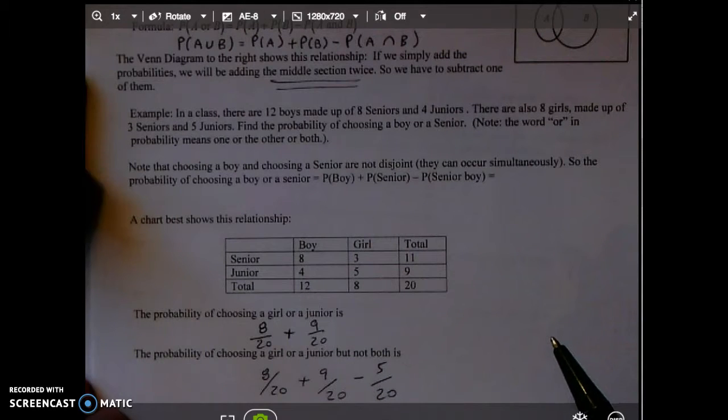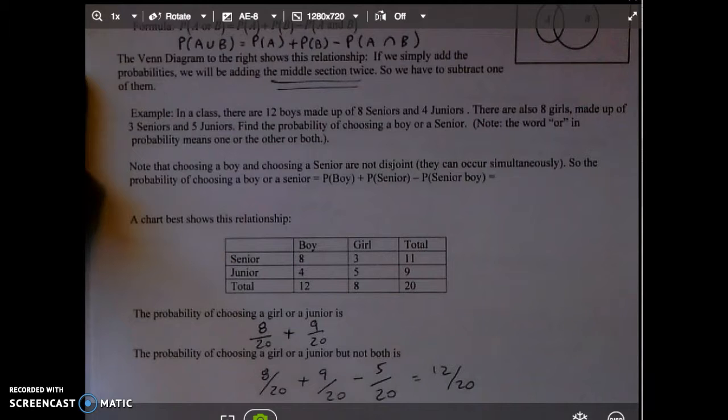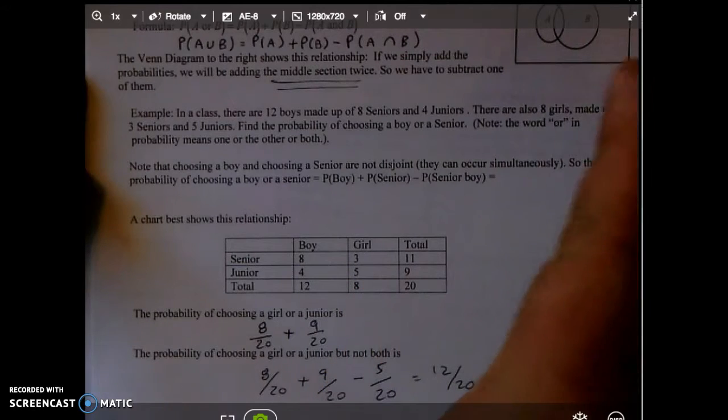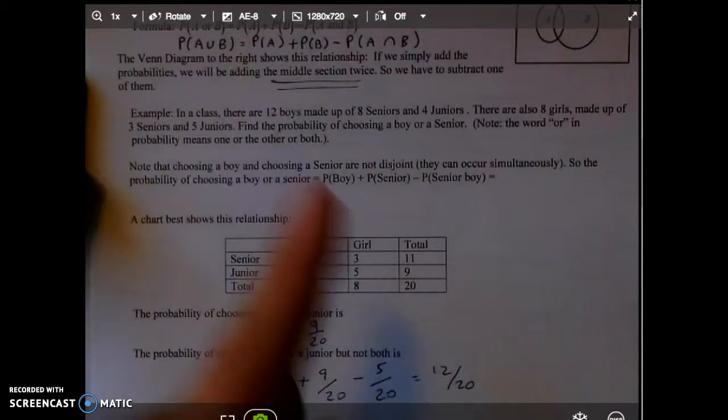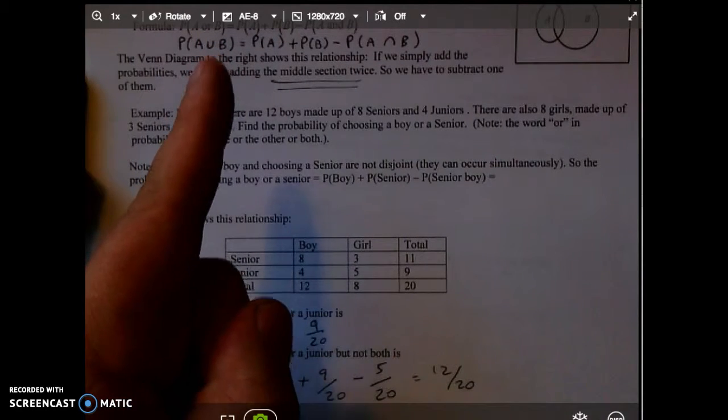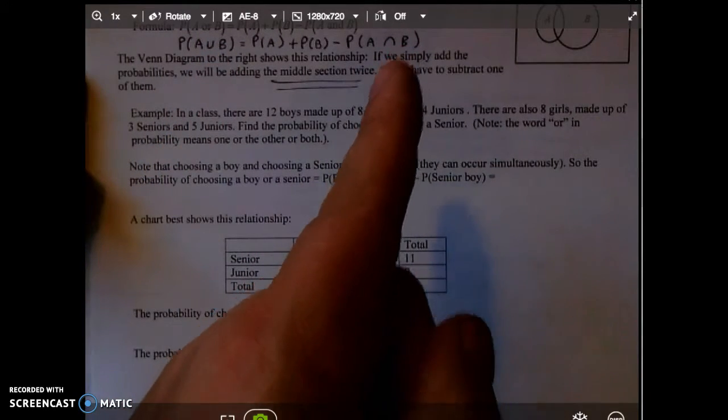And what is that? 17 minus 5. So I should get 12 out of 20. And then I can either simplify that or turn it into a decimal. Okay, so that's the addition rule. And you're going to see a lot of this where you're relating the two-way table to the Venn diagram to this formula right here. This union sign means or. This intersection sign means and.